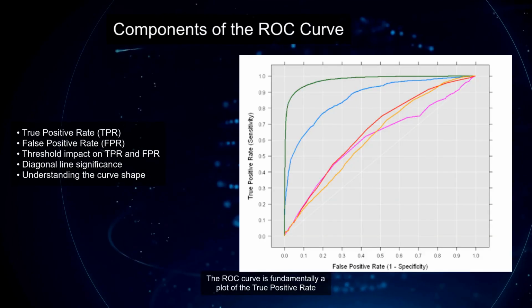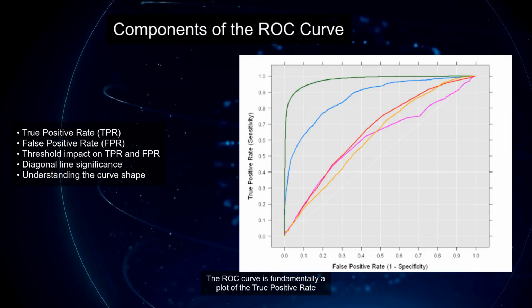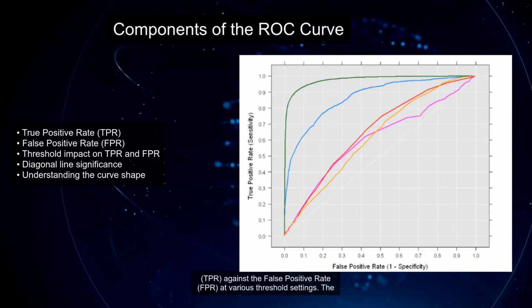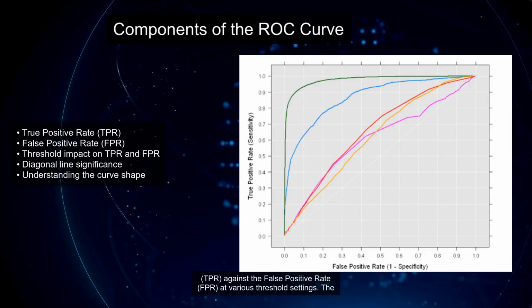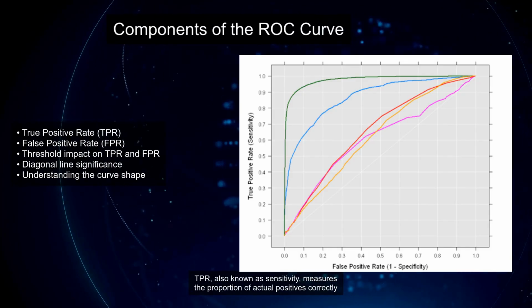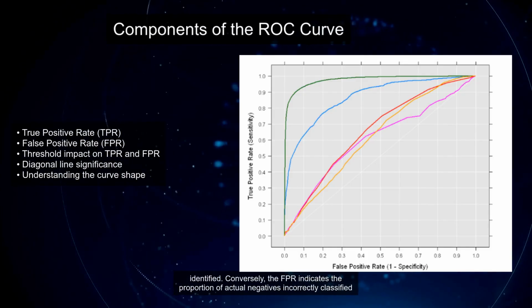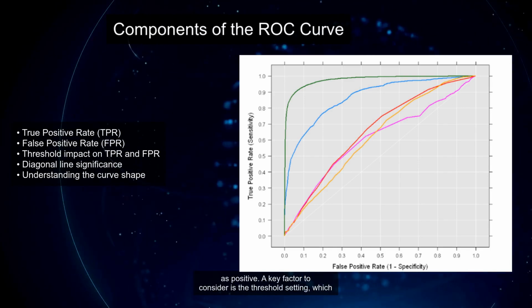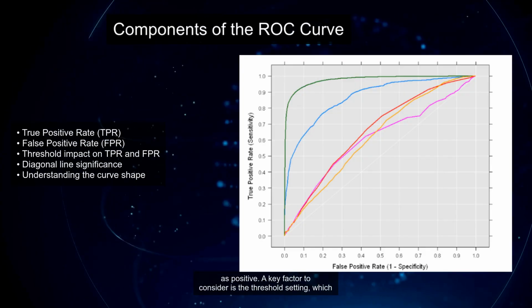Let's dive in. The ROC curve is fundamentally a plot of the true positive rate, TPR, against the false positive rate, FPR, at various threshold settings. The TPR, also known as sensitivity, measures the proportion of actual positives correctly identified. Conversely, the FPR indicates the proportion of actual negatives incorrectly classified as positive.